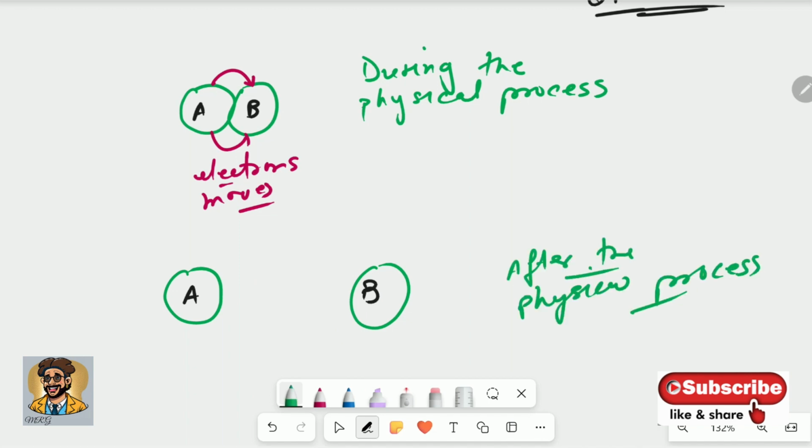What will the charge be? Not the same as before, because there were electrons moving from one to another. So the charge cannot be the same anymore.